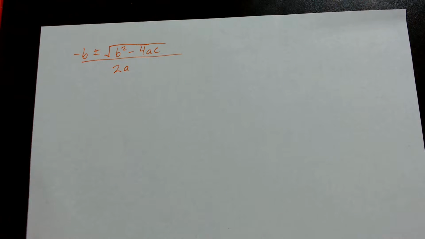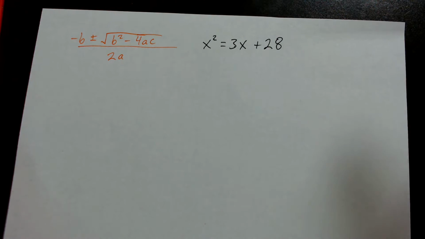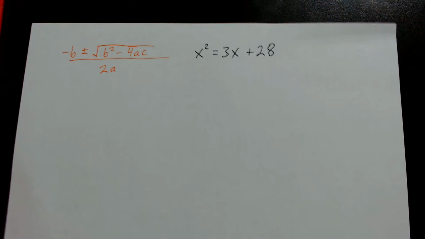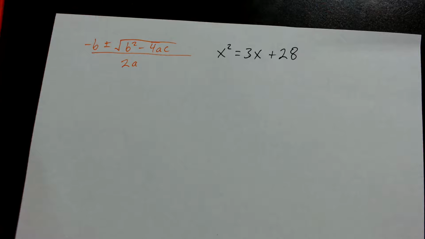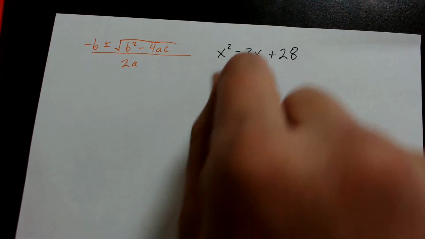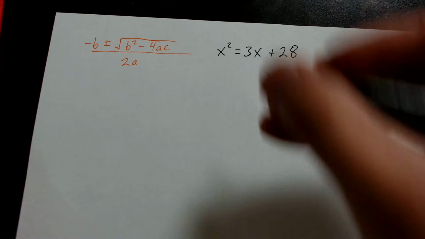So, here's my equation over here. And here is my example. Ta-da, magic. And we're going to talk about how this equation works with this example. First thing you need to know, if you're going to use the quadratic formula, you need to solve your quadratic for 0.